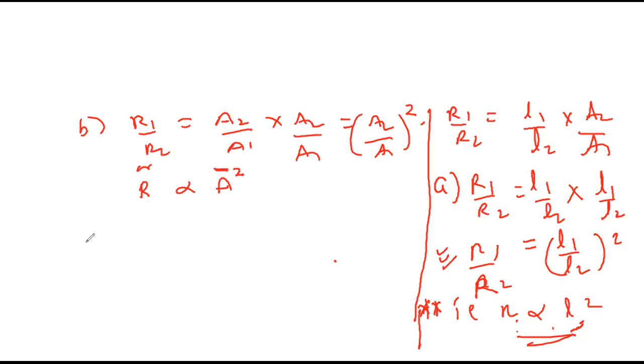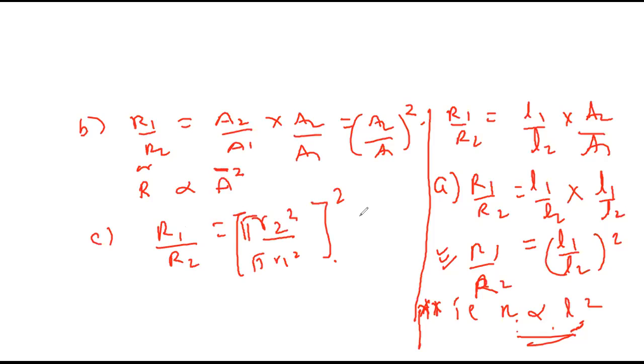Yes, everybody has followed the second also? Yes, sir. R1 upon R2: in place of A2, I write pi r2 square upon pi r1 square, whole raised to 2. So can I say it is r2 upon r1 raised to 4? This r2, r1 are radius. So R is proportional to r raised to minus 4. So three formulas we got: R1 upon R2 is L1 by L2 square, or A2 by A1 square, or r2 by r1 raised to 4, when the wire is stretched. Please copy B and C concept.